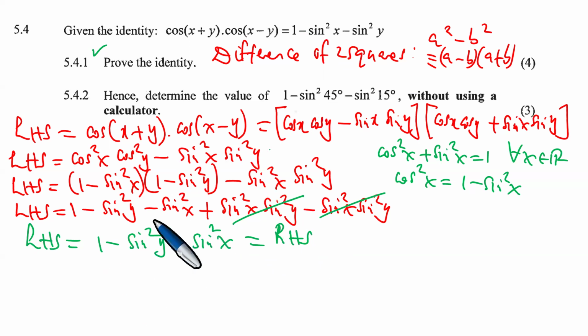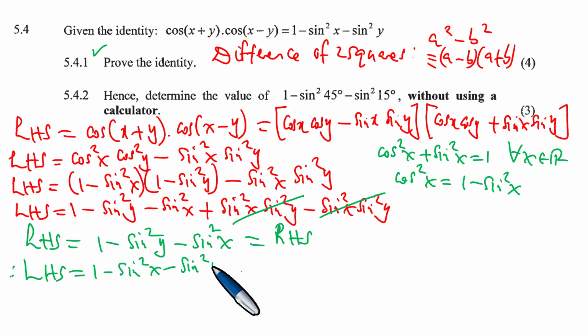Right, so obviously, the examiner just put the sine squared x first and the y second, and we're able to do that and say therefore the left-hand side equals 1 minus, so you can just put the x first, because in terms of the English alphabet we have x and y, and this is the right-hand side, and this is the answer.